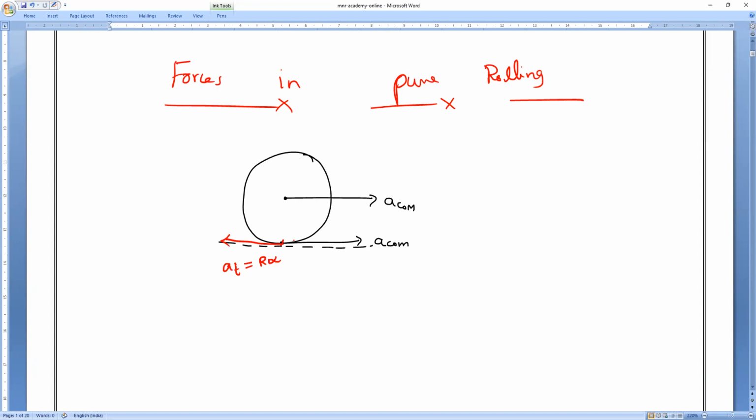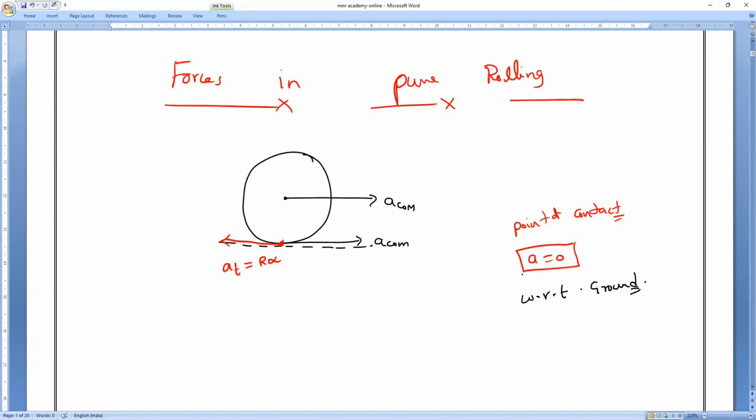And there is a force, of course, at the point of contact. There is one important assumption I will state: at the point of contact, the acceleration is zero. Is it a true statement? I already taught you. So with respect to the ground, what is the acceleration at the point of contact?